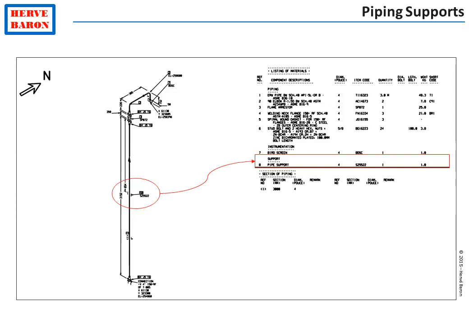Nevertheless, the piping isometric does not show the detailed drawing of the support. This is shown on a dedicated drawing. Most supports have a standard design for which standard drawings are issued. A few supports have a unique design for which special support drawings, individual drawings, are issued.